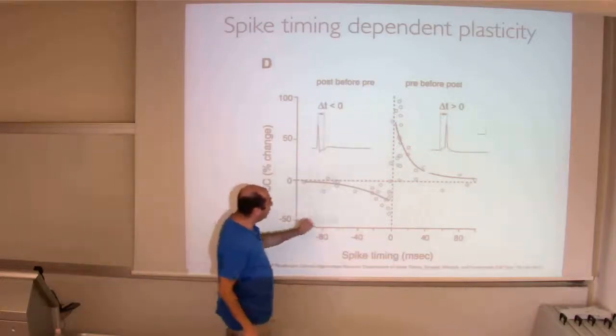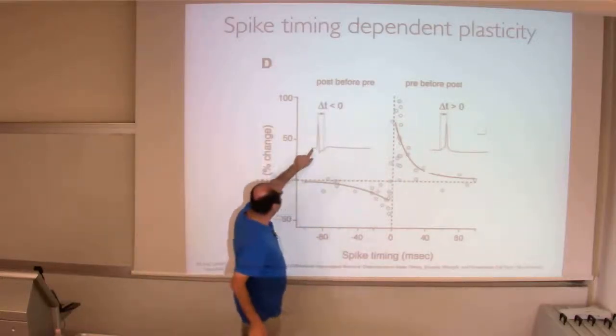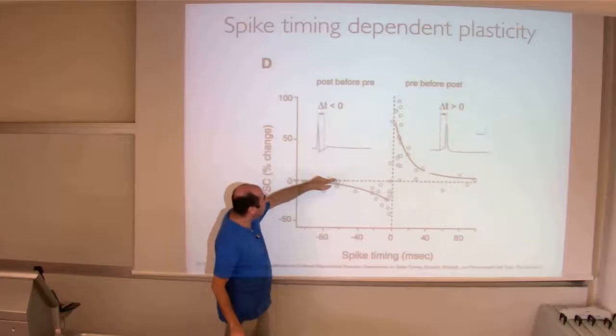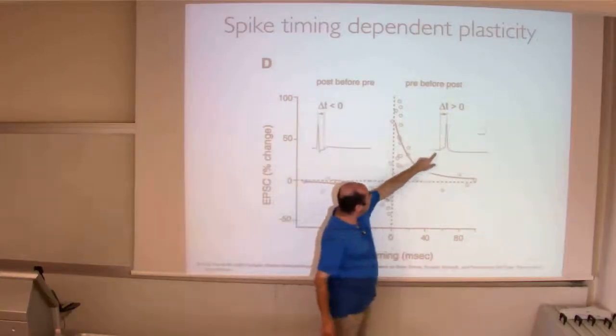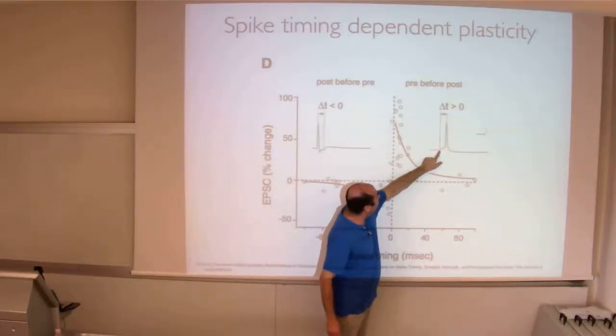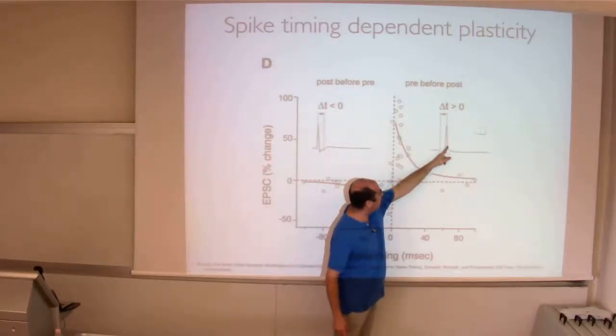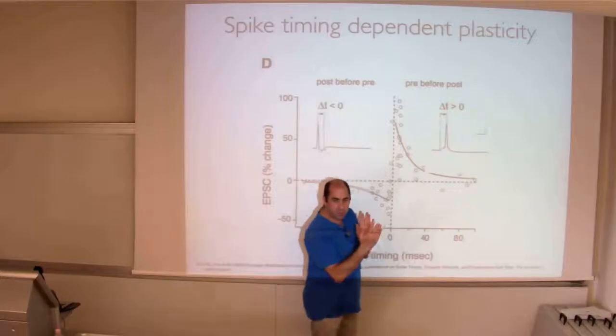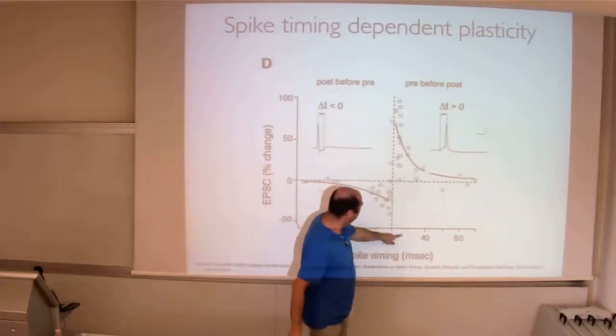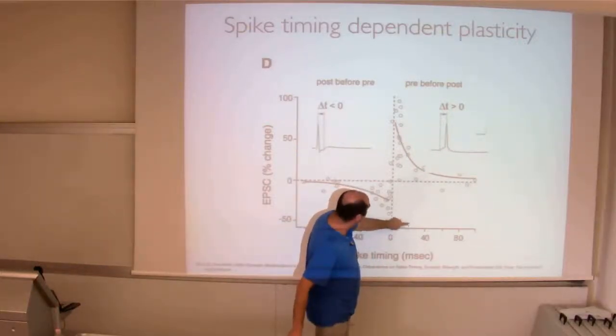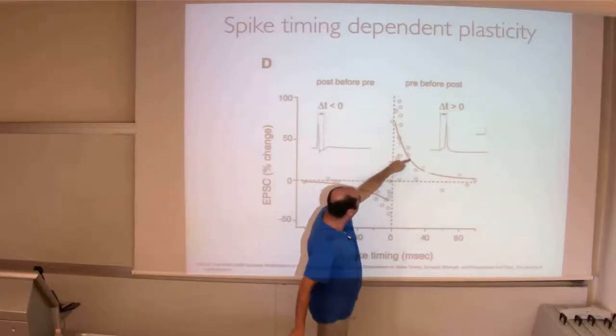So what you see here is a graph. This is what they called a positive delta T, meaning this is where the presynaptic cell is being activated, and this is when the postsynaptic cell is being activated after a delay. So if the delay is about 20 milliseconds, you get this amount of potentiation.